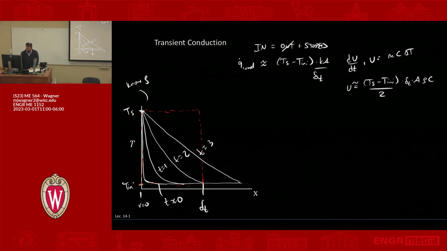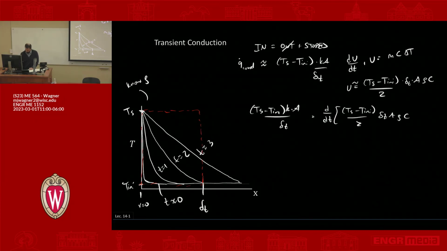So, okay, we bring this back together, and we would say, on the left hand, we have Ts minus T initial times K times A over delta T. It has to equal my time rate of change of this expression for U. So that's Ts minus T initial over 2 delta T A rho C. Okay, in this problem, what is constant? So Ts is not changing. We're holding that constant with time. T initial is not changing. So these are actually constants here.